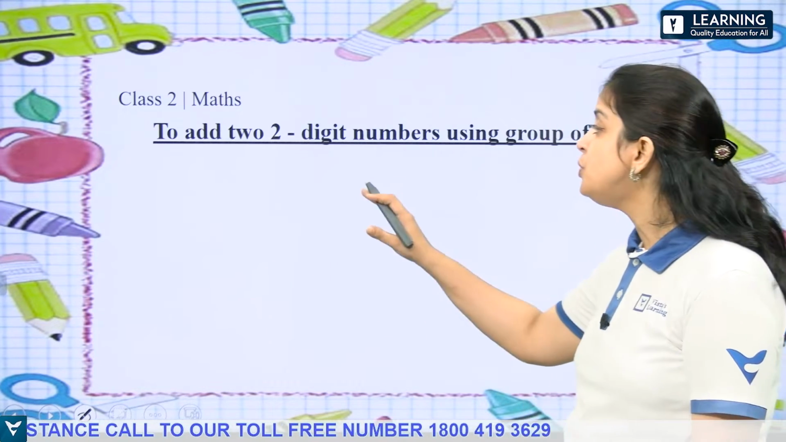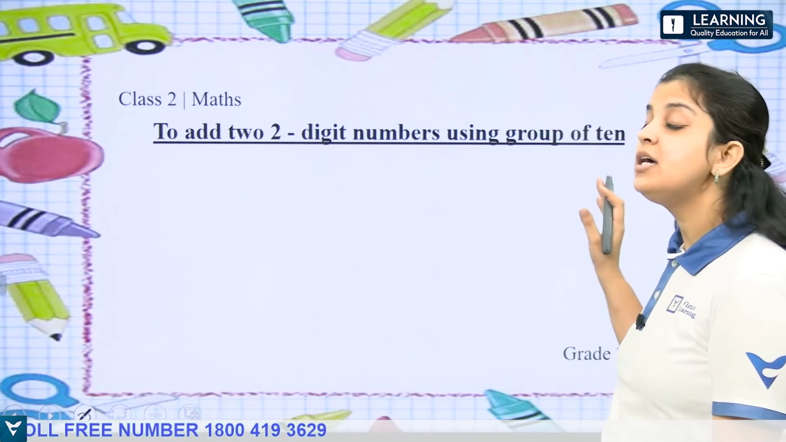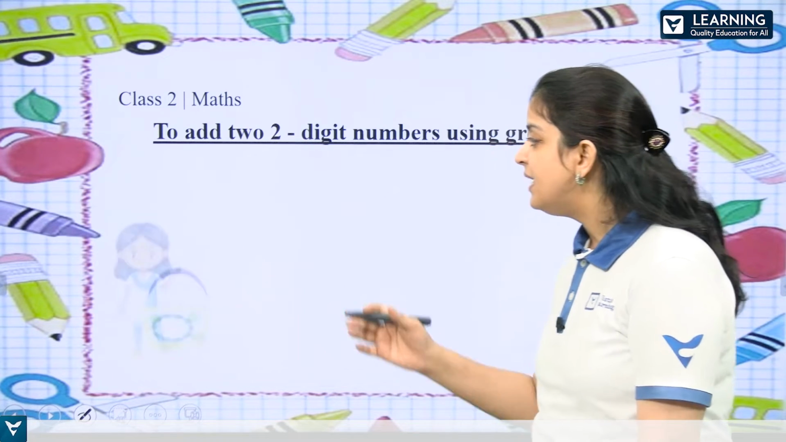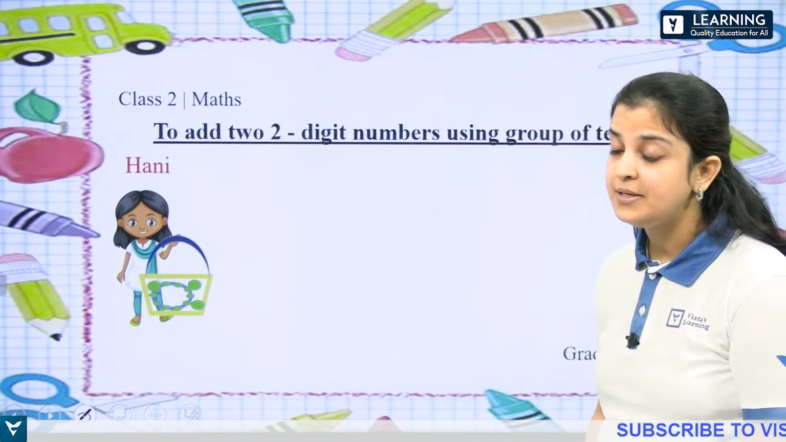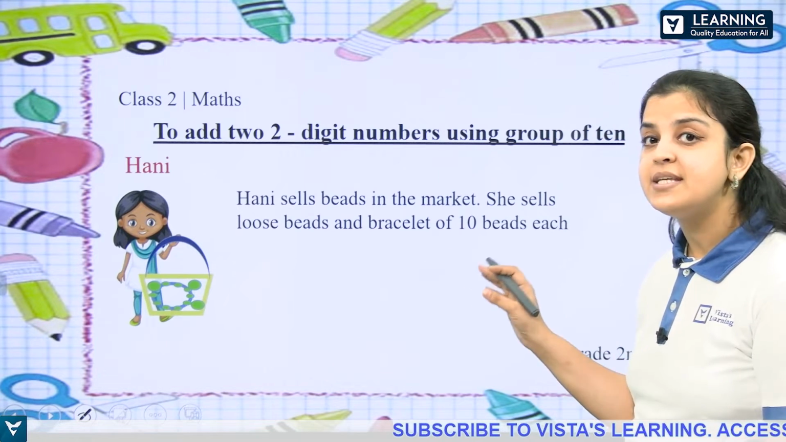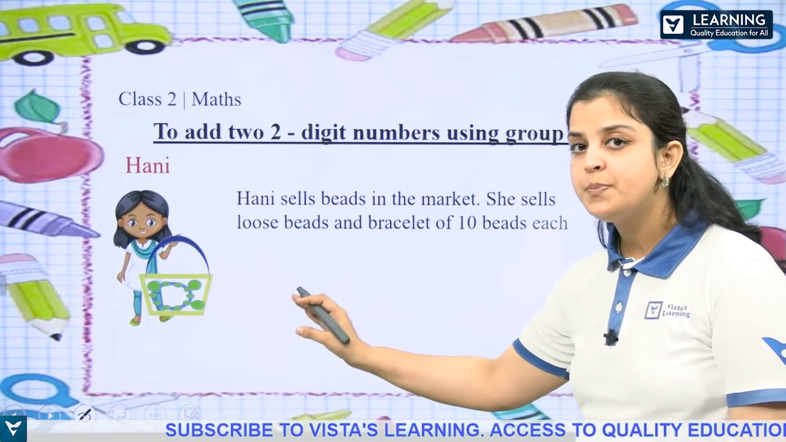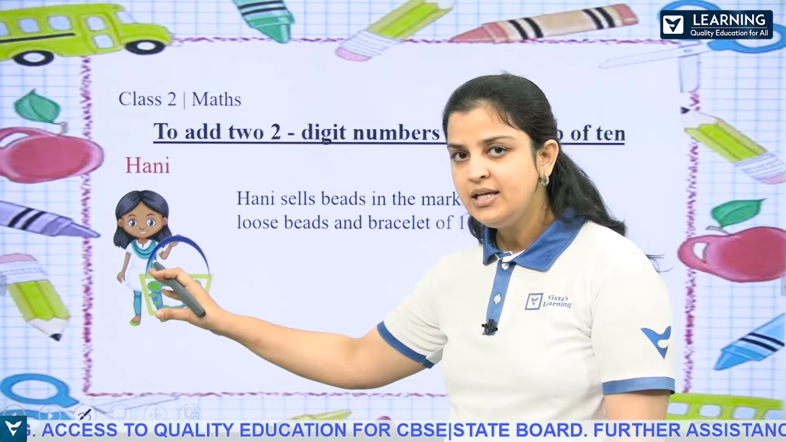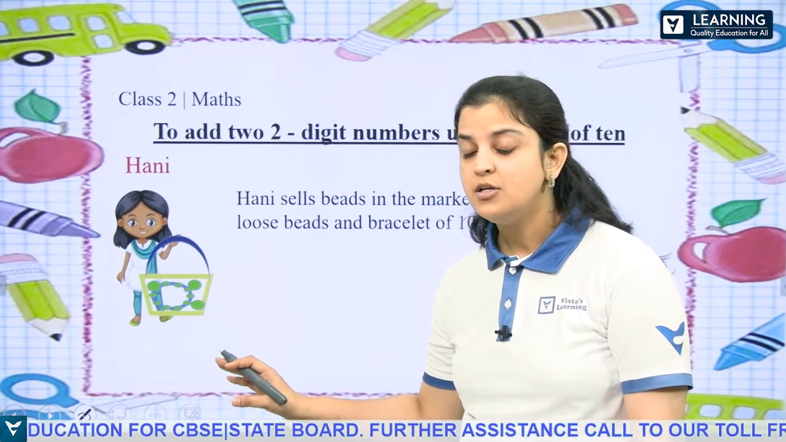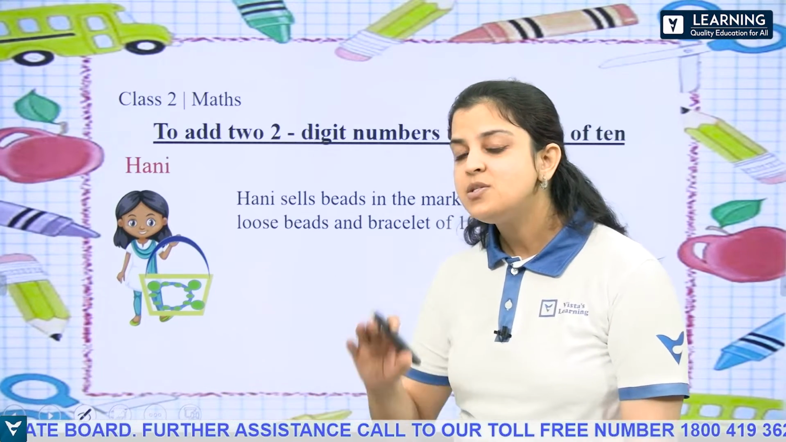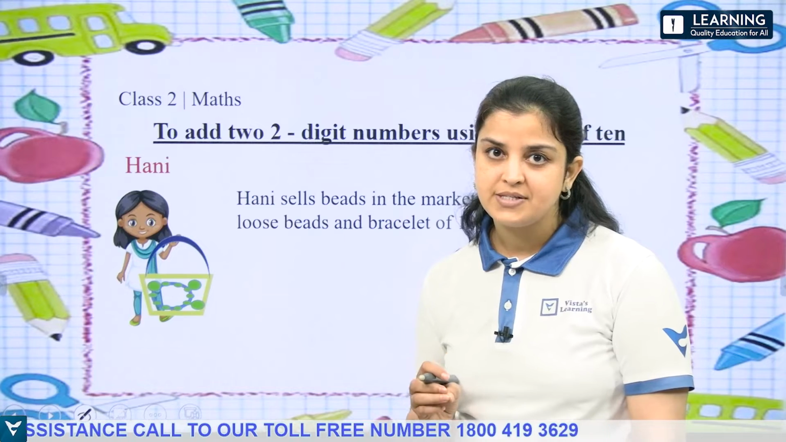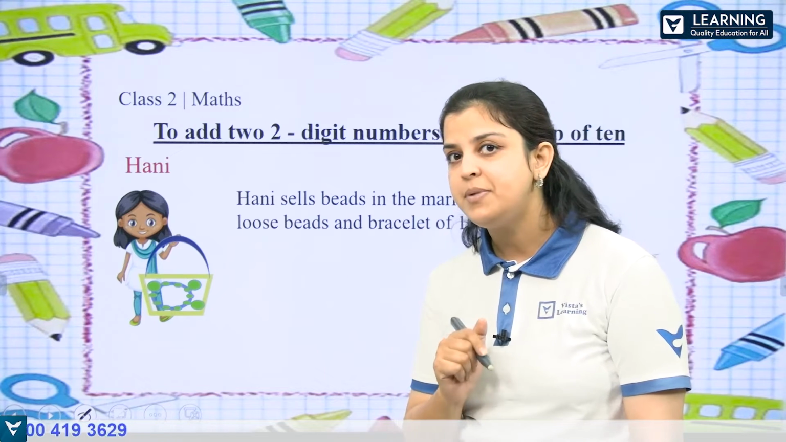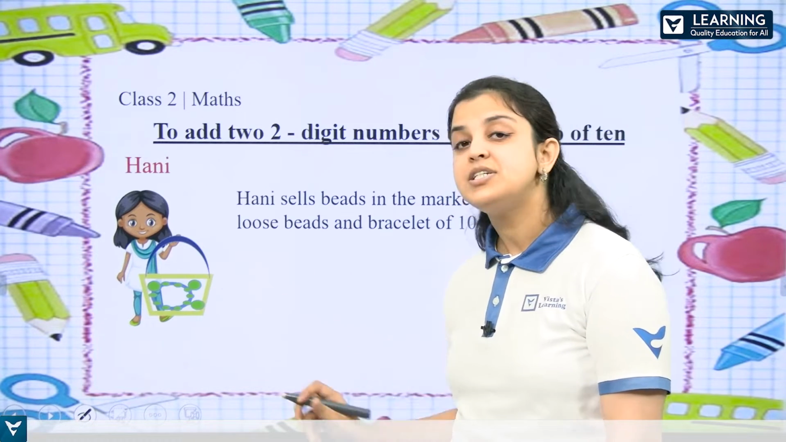To add two-digit numbers using group of 10. Now, using group of 10, how can we add two-digit numbers? Let's see. She is Honey. Honey sells beads in the market. She sells loose beads and bracelets of 10 beads each. So, she sells loose beads as well as bracelets made out of beads. She takes 10 loose beads and makes one bracelet of 10 beads. And the other beads, she keeps loose.